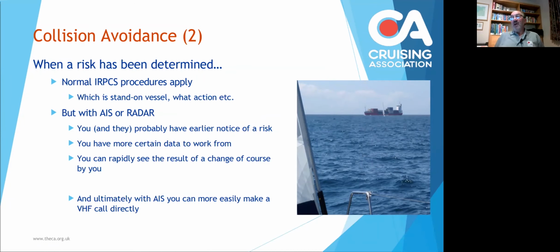So let's suppose that you have determined there is a risk. Then of course the normal collision regulation procedures apply. Which is the stand-on vessel? Is it them or you? What action do you take? The advantage with AIS and radar is, first of all, you probably got earlier notice of there being a risk. So you've got a bit more time to think about what your options are. You should have more certain data to work from. I always find using a hand-bearing compass quite difficult because you're constantly having to remember maybe 2 or 3 numbers if you're coming across a number of ships.